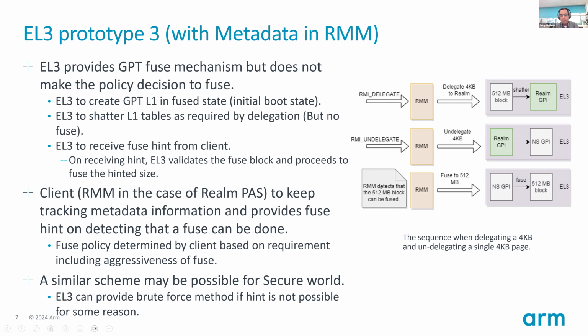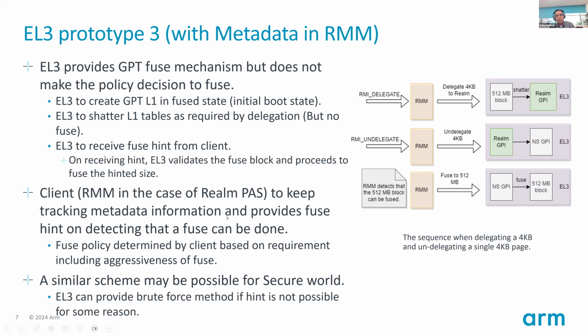RMM, since it's keeping track of all the delegate and undelegate requests, detects that a 512 MB fuse can be performed. It sends a fuse hint to EL3. And once EL3 receives that fuse hint, it goes ahead and fuses the 512 MB block in one go. So it has the benefit of having the tracking metadata in EL3, in the sense that we don't do a lot of unsuccessful lookups in the attempt to fuse, because RMM, since it has the tracking metadata, will only send a request when it knows that a fuse is indeed possible.